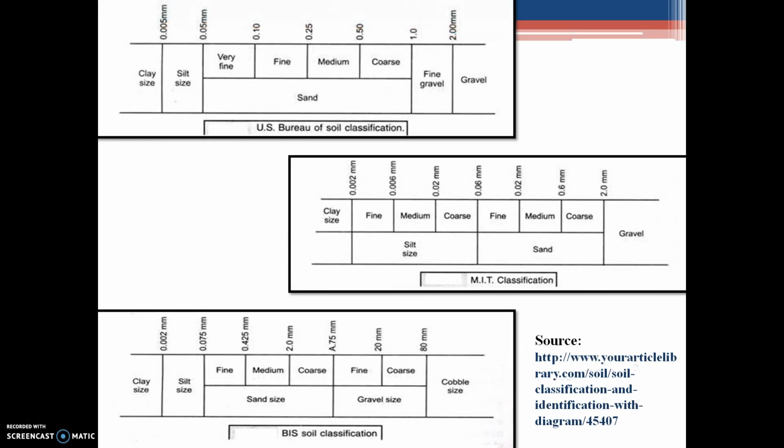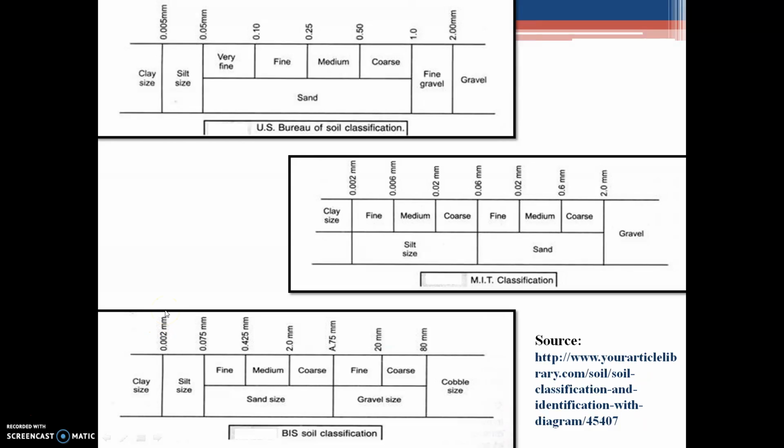As we discussed earlier, there are three main particle size soil classification systems: US Bureau, MIT classification system, and BIS soil classification system. Now, we have made a statement that these soils are classified on the basis of particle size. So, what is the difference between these three systems? If you look properly, the particle sizes used to differentiate the different soil types are different from other systems. For example, in the US Bureau soil classification system, particle size less than 0.05 mm is termed as clay, whereas in the case of the BIS soil classification system, the particle size less than 0.002 mm is termed as clay.